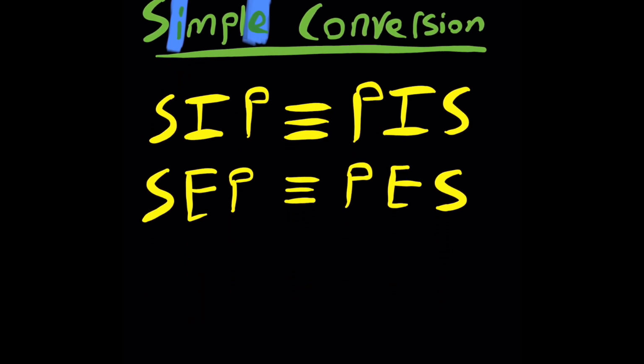First, we have simple conversion. We can use the mnemonic I and E in the word "simple" to remember that this validly only works with I type of propositions and E type of propositions. Here we just flip the subject and predicate. We go from some S is P to some P is S. We go from no S is P to no P is S.